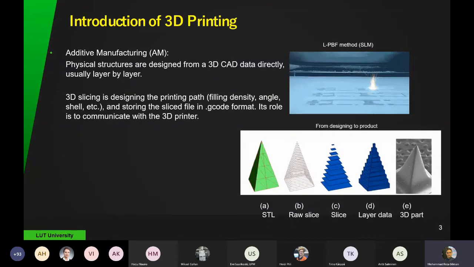As an introduction, I'm going to present what additive manufacturing is. Physical structures are designed directly from 3D CAD data, usually layer by layer. This layer by layer production can be really important for the anode. As you know, we have 3D slicing in designing the printing path, filling density, angle, and shells, and storing the sliced file in G-code format, which can later be 3D printed layer by layer. Therefore, this layer by layer production can increase the surface roughness of the final product.